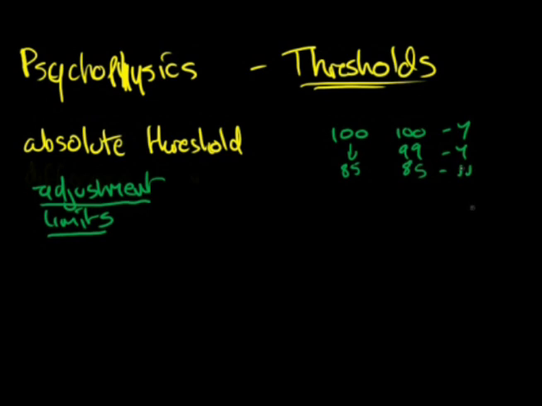And again, in each test, the no is going to come at slightly different volumes, but ultimately we would average those out and obtain what we would call then the absolute threshold.